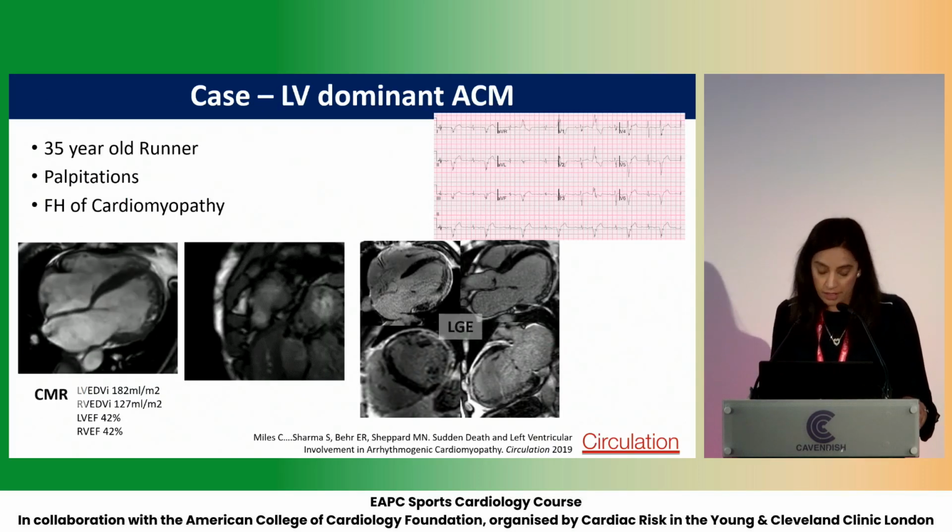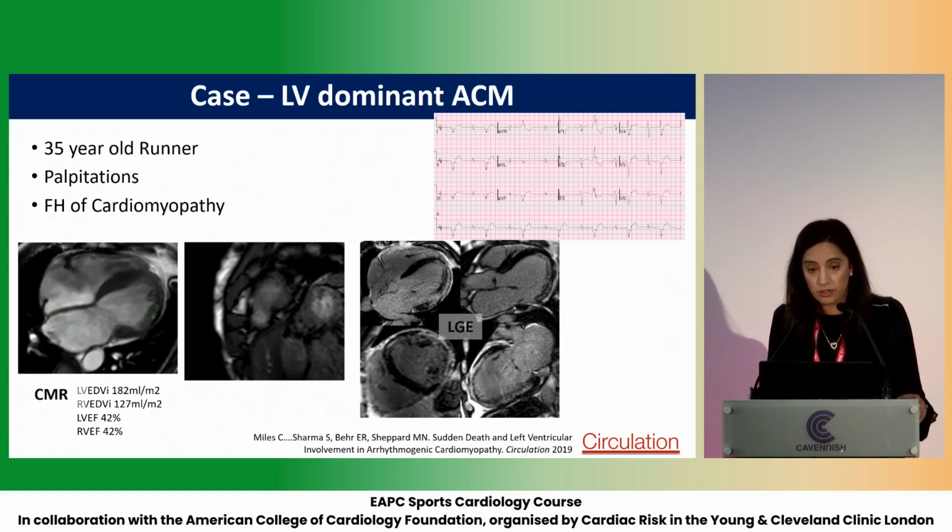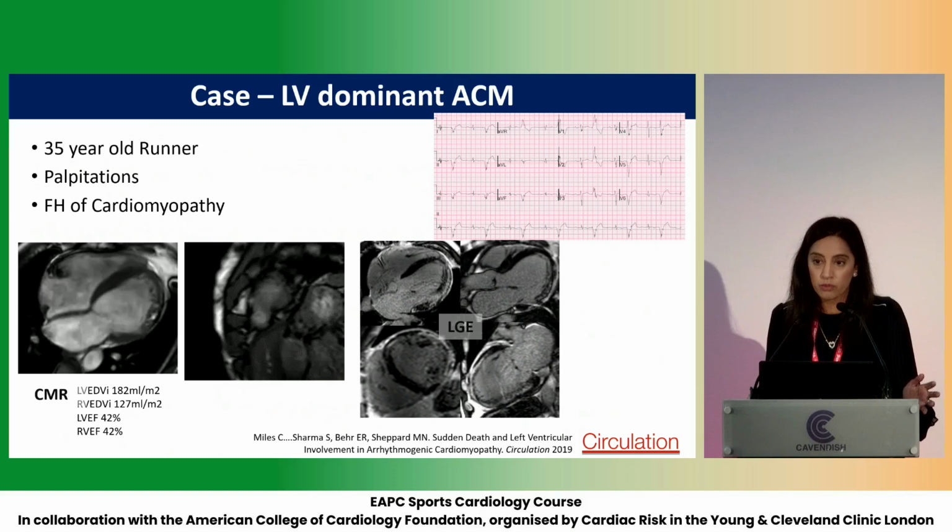Let's talk about the next case. So here we have a 35-year-old runner who presents with palpitations and a family history of cardiomyopathy. And this is what his ECG looked like. If you see an ECG like this, where the ectopics are coming from the left ventricle, even if the echo is normal, you should be thinking about doing an MRI scan.